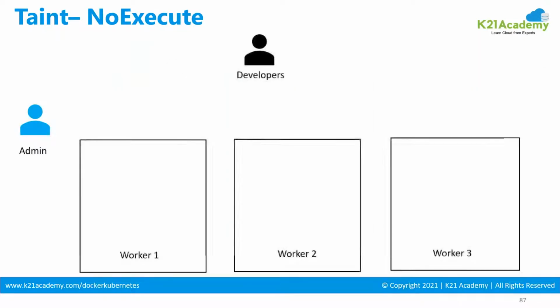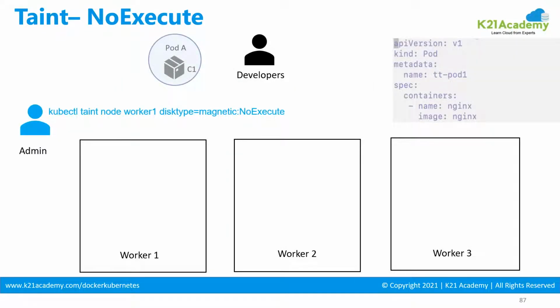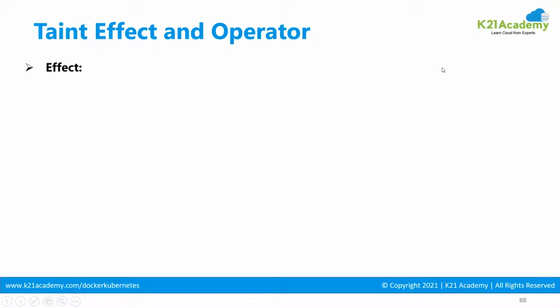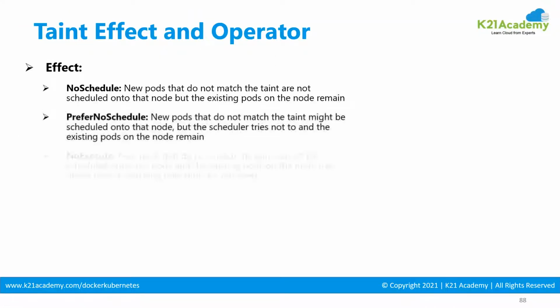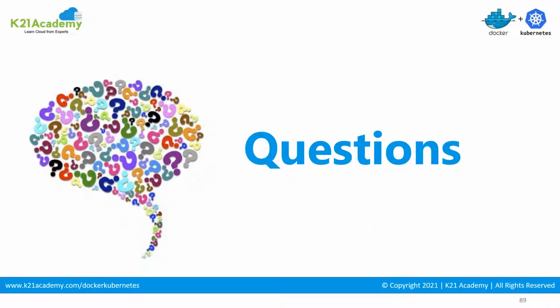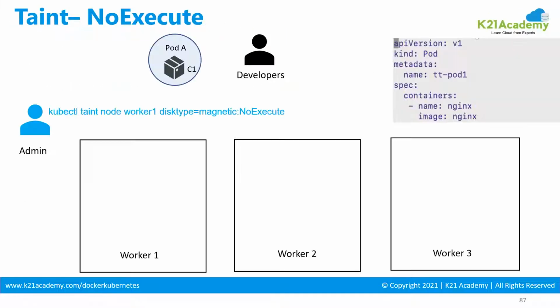And NoExecute is nothing but what? You give the taint property as kubectl taint node worker1 disktype=magnetic:NoExecute. So you try to deploy the pod using this manifest. Then what will happen? What is happening here? So what will happen, guys, here?